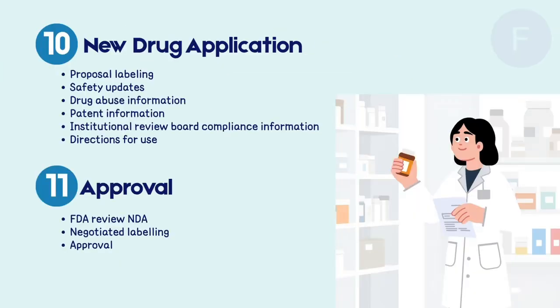If phase 3 is successful, the developers submit a new drug application (NDA). This includes all previous data and proposed labeling to prove the drug is safe and effective. The FDA reviews this and, if successful, grants final approval so the drug can enter the market.